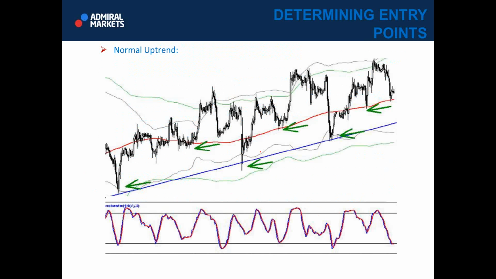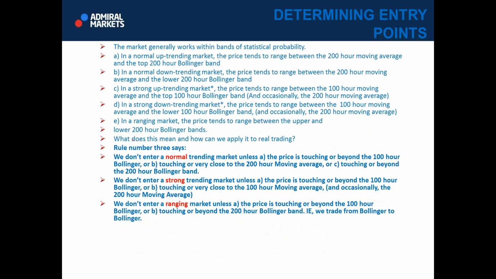So this is a normal uptrend. These are Bollinger Bands 200 and 100. The red line is the 100 SMA, this is the 200 SMA, and this is stochastic. So in a normal uptrend, you can see you try to find entries by these rules. You need to determine whether the trend is normal, strong, or ranging. Also, you can use RSI to determine whether the trend is normal, strong, or ranging.